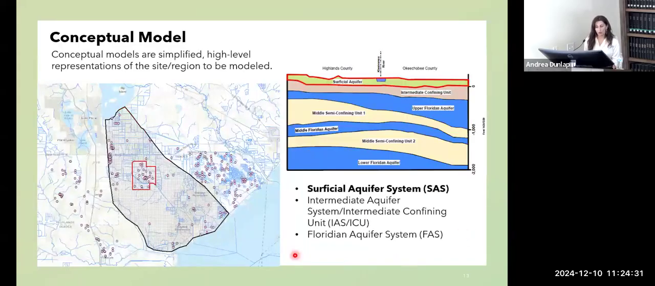And then the conceptual model is based on understanding and simplification, a high-level representation of the site.